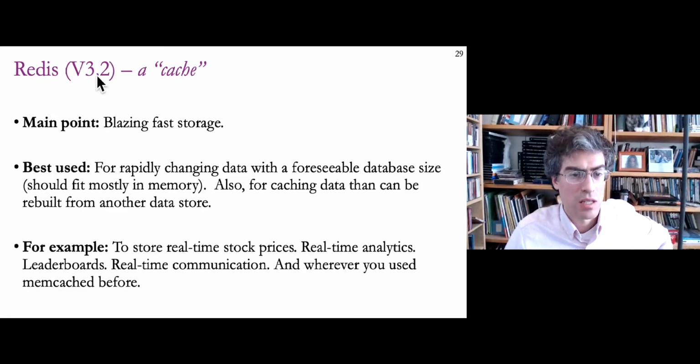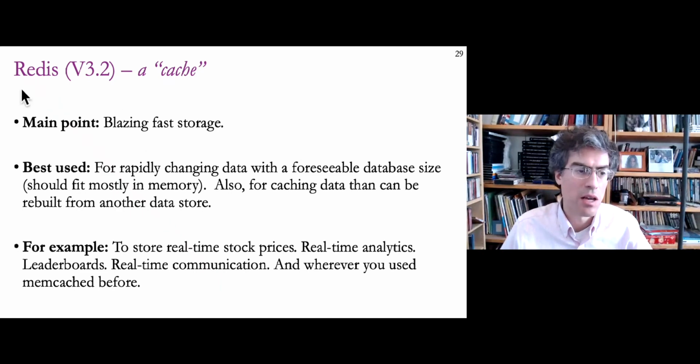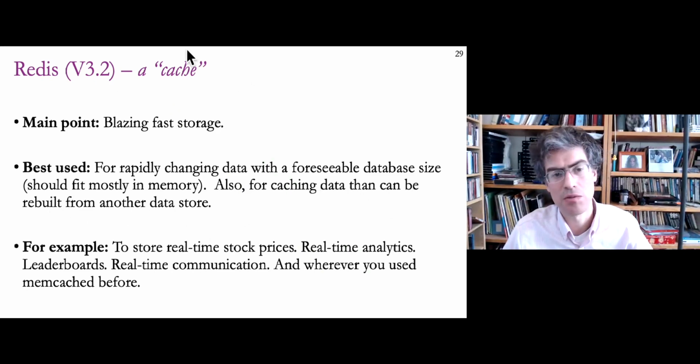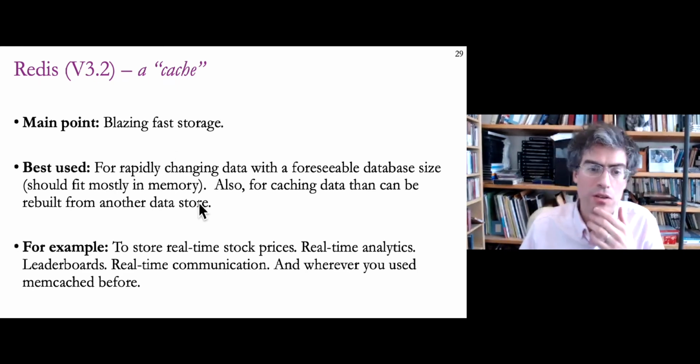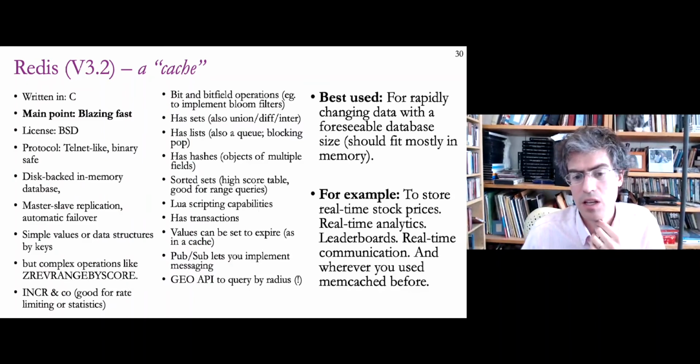So Redis is an example of a distributed cache. It's really optimized for speed and less so for persistence. If things fit in memory, then a cache is a good choice. And it's also a good choice when you're caching data that can be rebuilt from another data store. So often this is a redundant type of storage that's added really just for performance reasons rather than being the main data store. Okay, and there's some more details here.